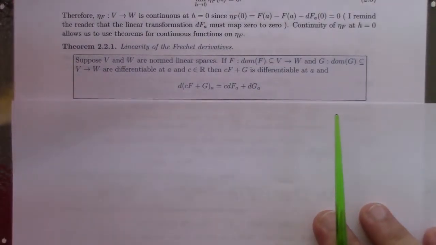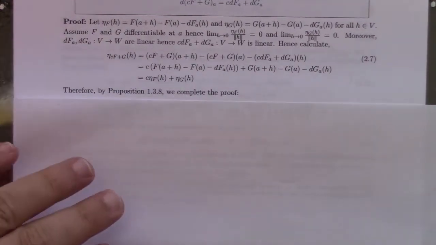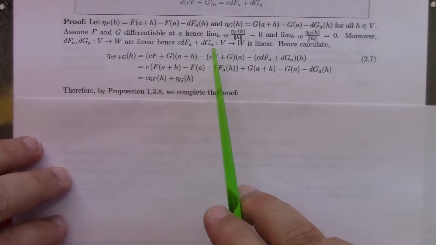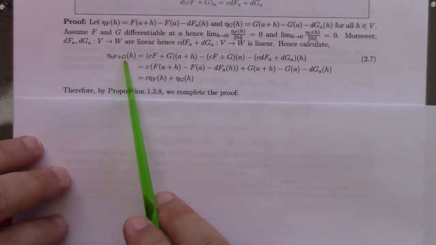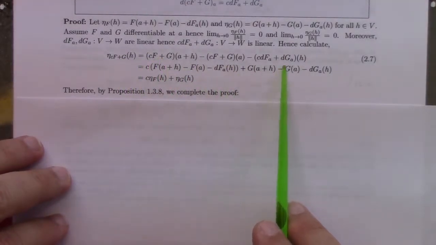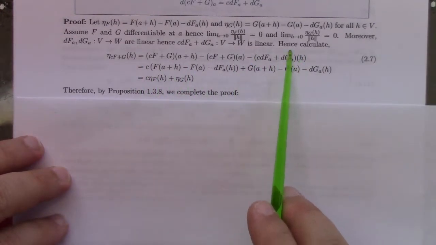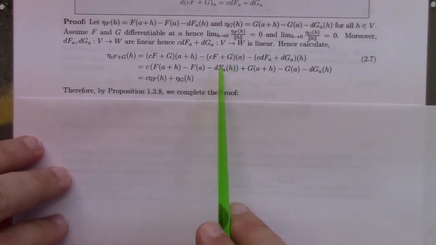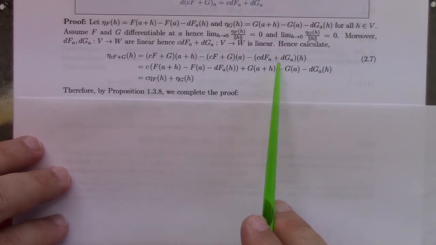So, the core of the argument basically is that if we look at the eta, then eta of cf plus g, which would by definition be, this is what it is in principle. I argued before that this was linear, of course, because it's the sum of linear transformations. A linear combination of linear transformations is once more a linear transformation.